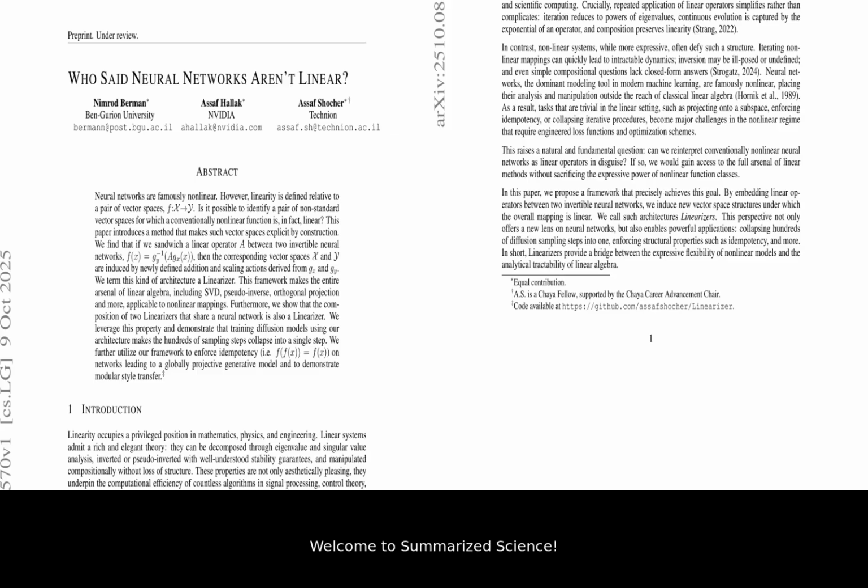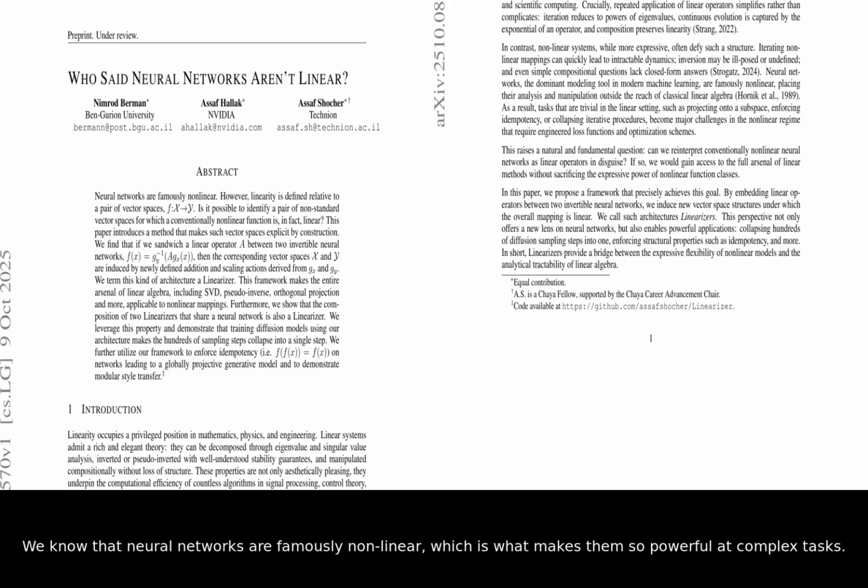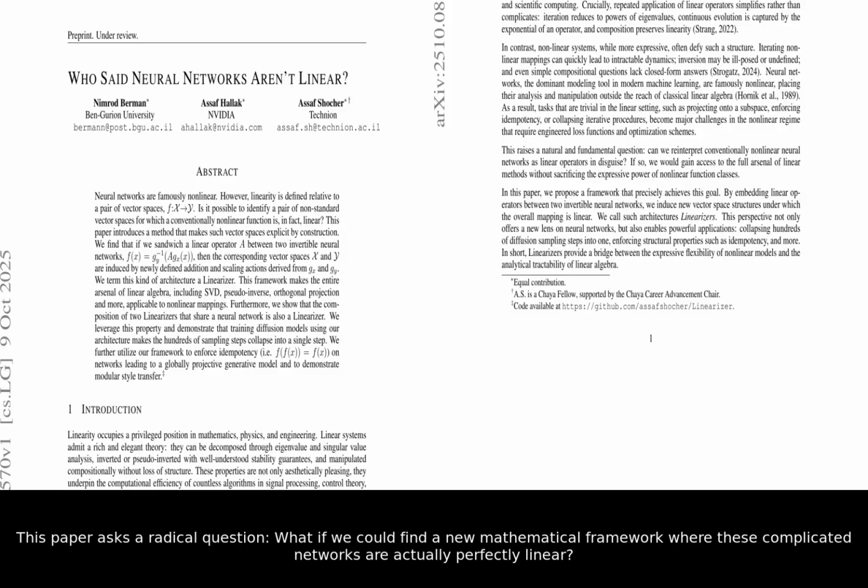Welcome to Summarize Science. We know that neural networks are famously nonlinear, which is what makes them so powerful at complex tasks. But that complexity also makes them hard to analyze and control. This paper asks a radical question. What if we could find a new mathematical framework where these complicated networks are actually perfectly linear?